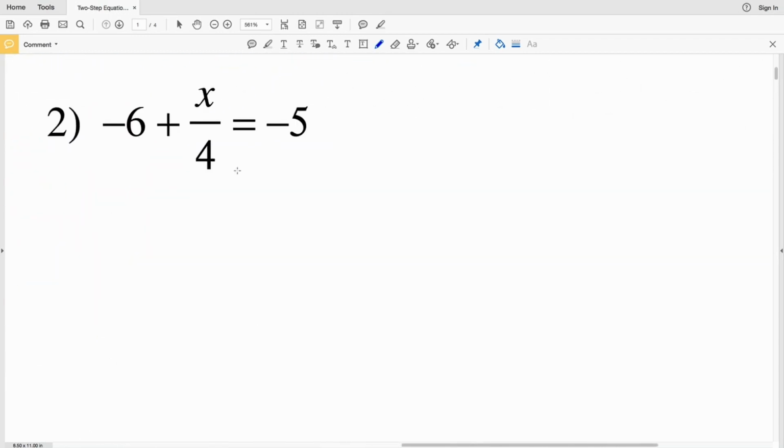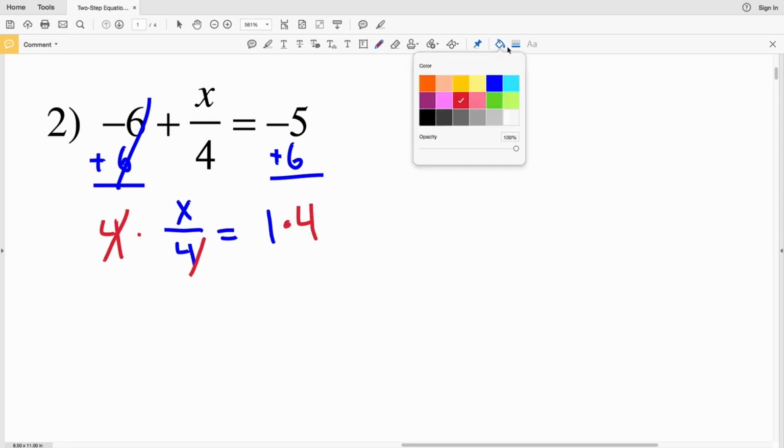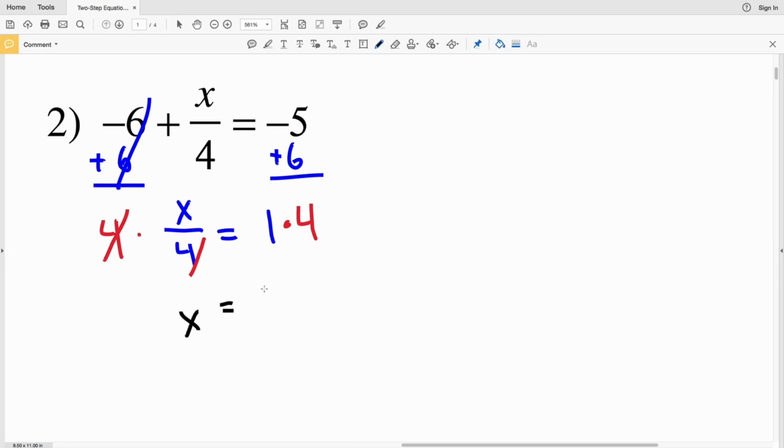I'm going to show you two ways to do number 2. Let's go ahead and start by moving the negative 6 to the other side. We do that by adding 6 to both sides. So we'll have x over 4 equals negative 5 plus 6 is a positive 1. Our next step would be to multiply both sides by 4. And that's going to give us x is equal to 1 times 4, which is 4.